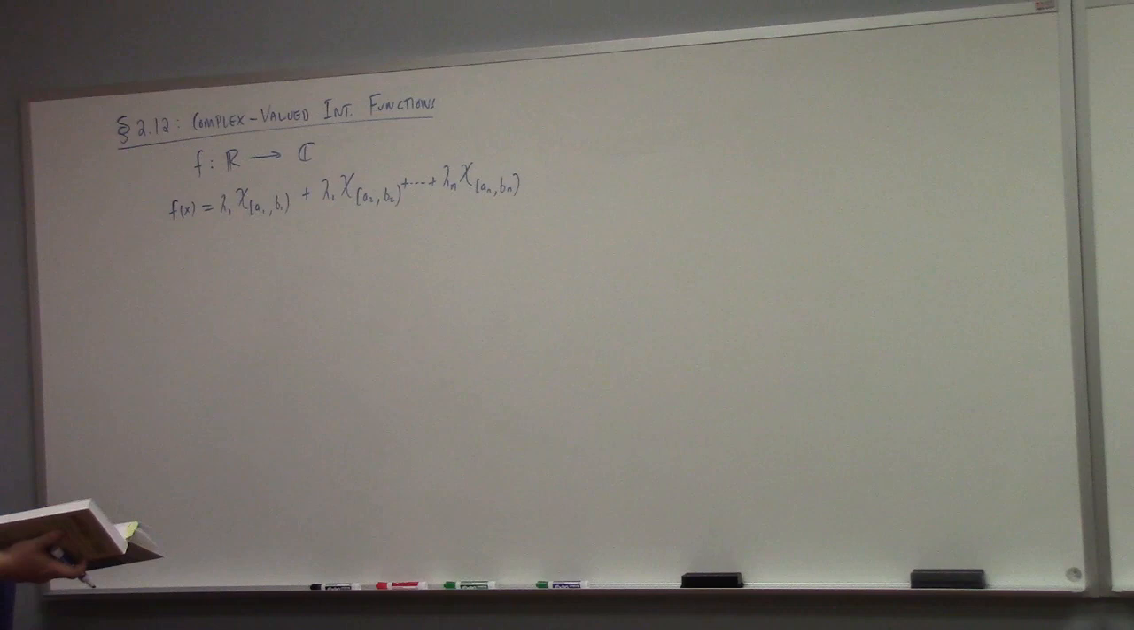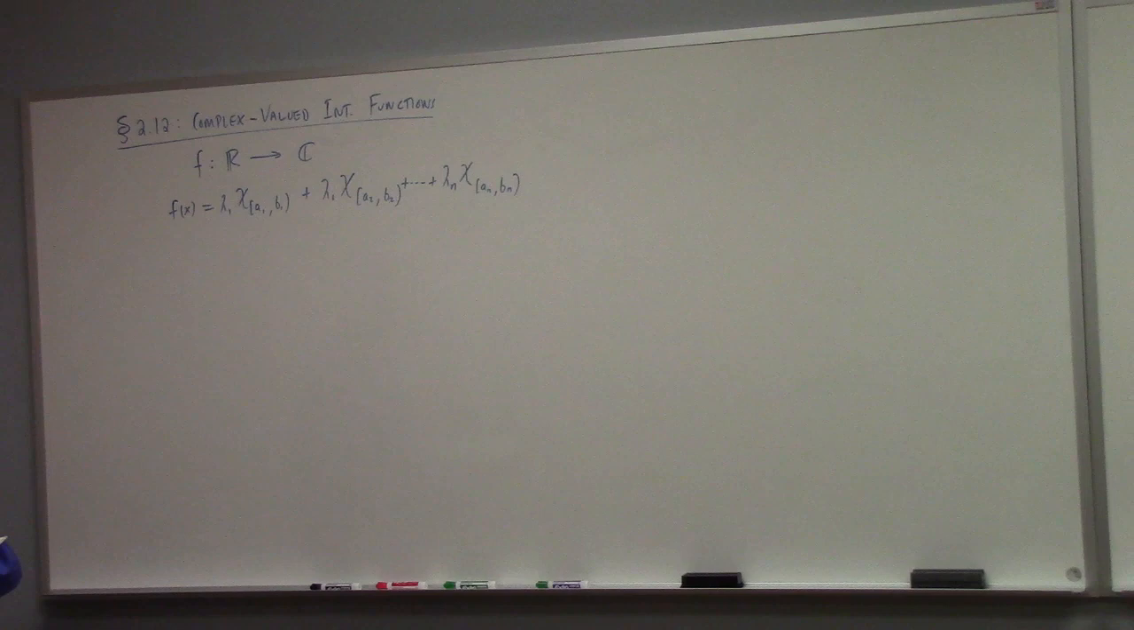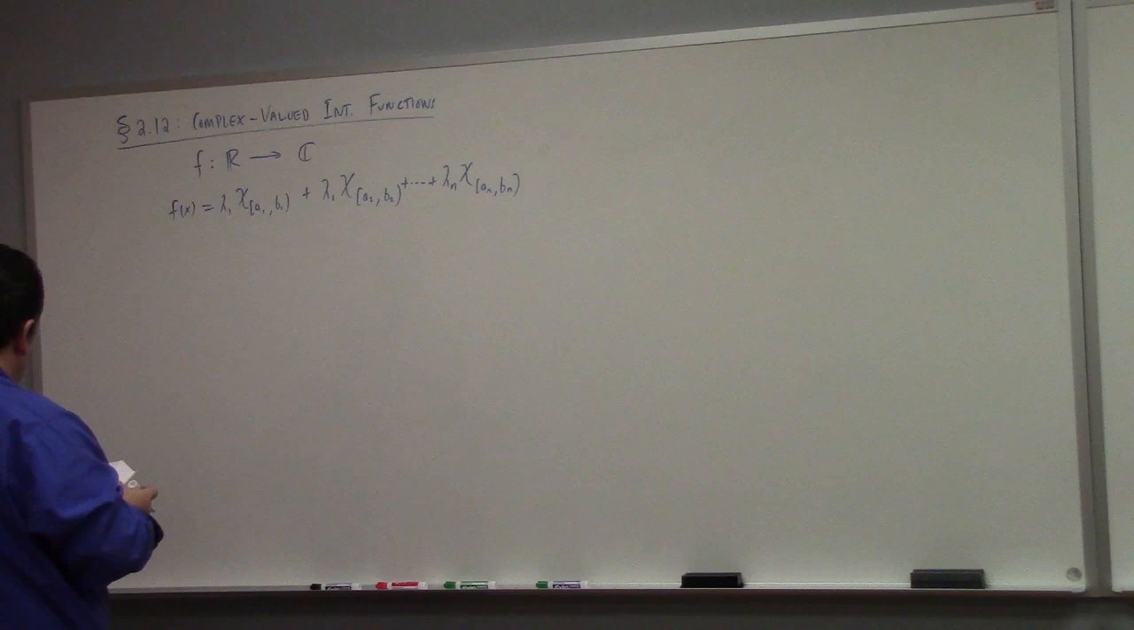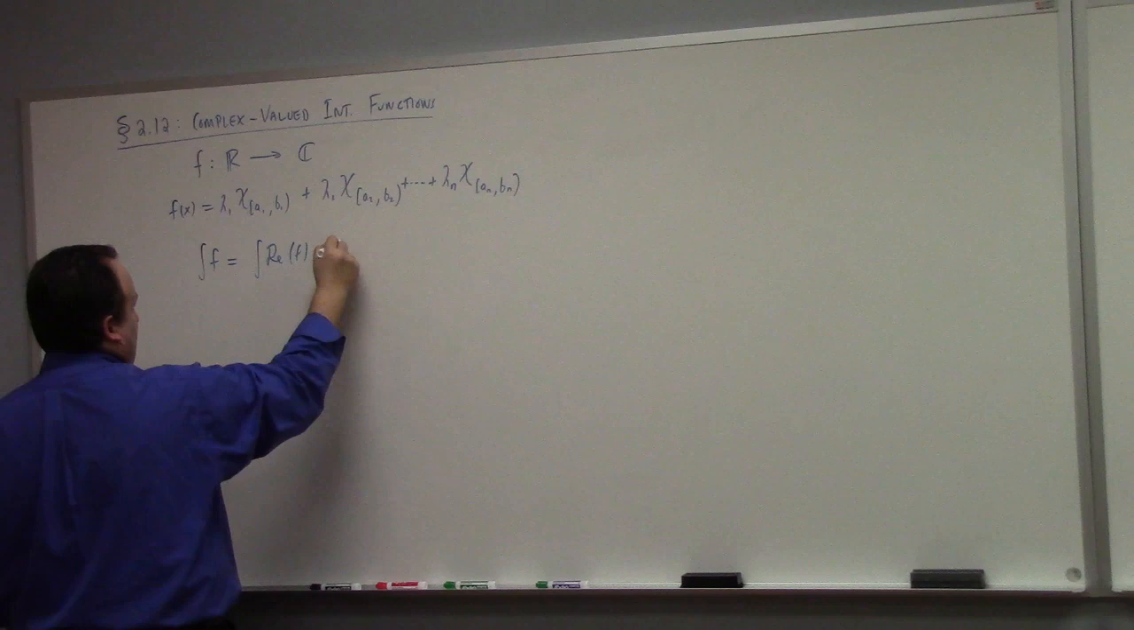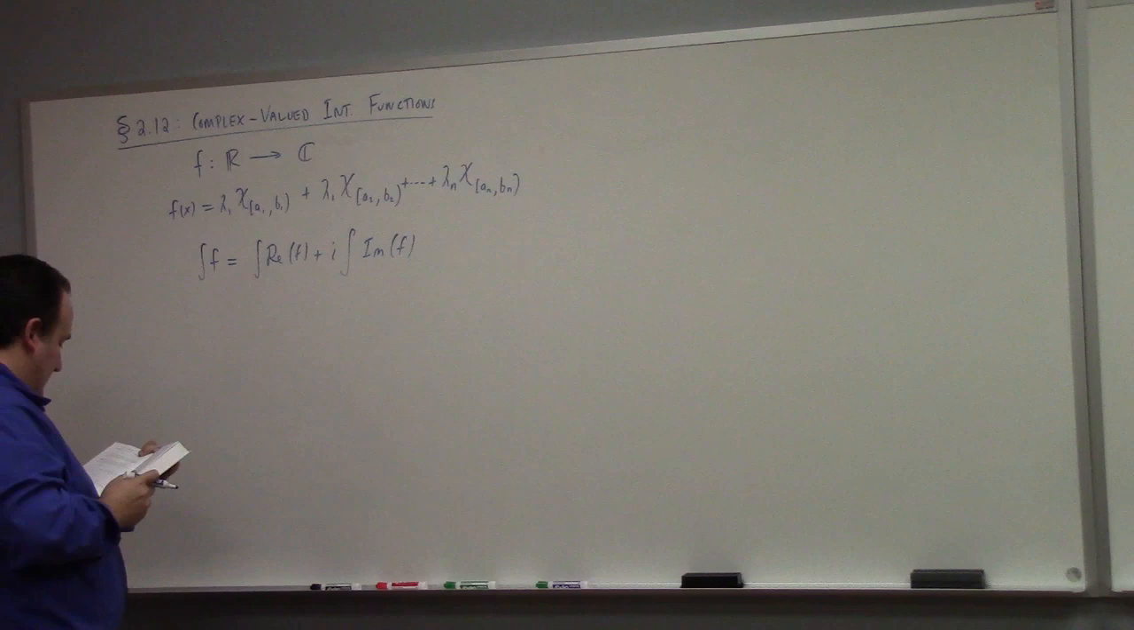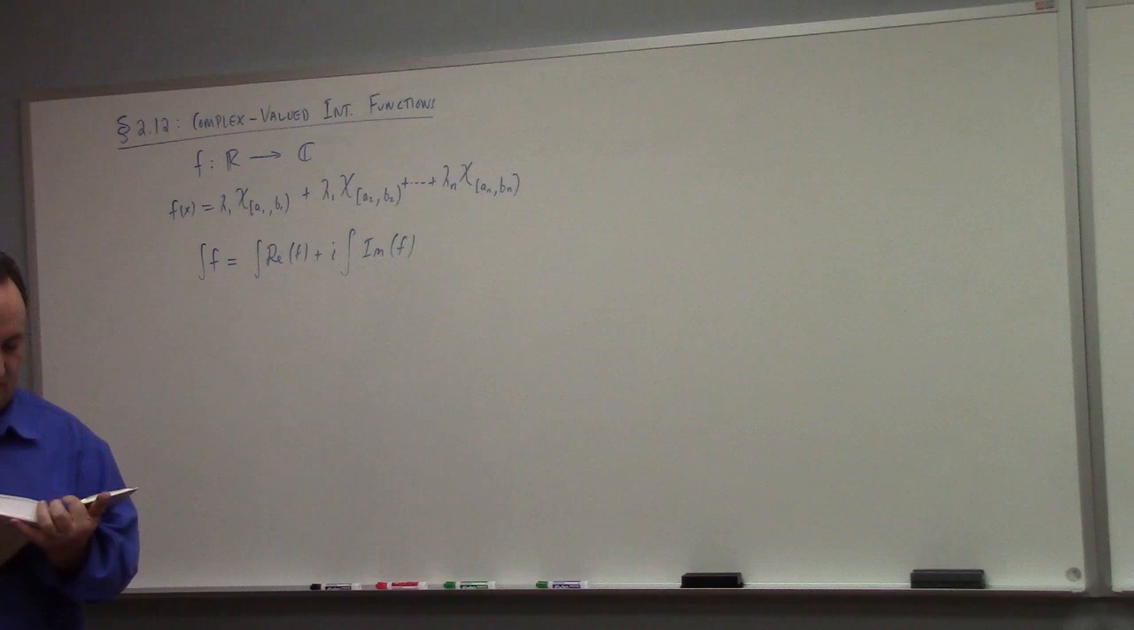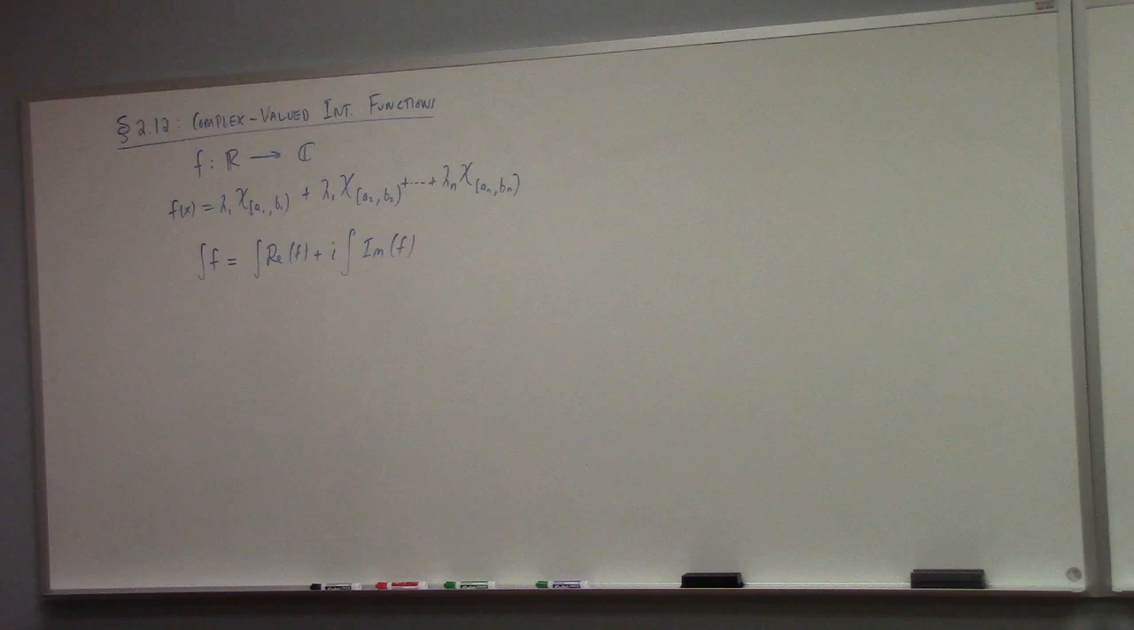The integral of the step function is defined just as we did before, only now it's a complex linear combination. He basically says that the complex integral is equal to the integral of the real part plus i times the integral of the imaginary part of f. And then he says a complex valued function is Lebesgue integrable if there exists a sequence of step functions with the following two conditions, and they're exactly the two conditions we saw before. So it's just boilerplate, everything we did before.